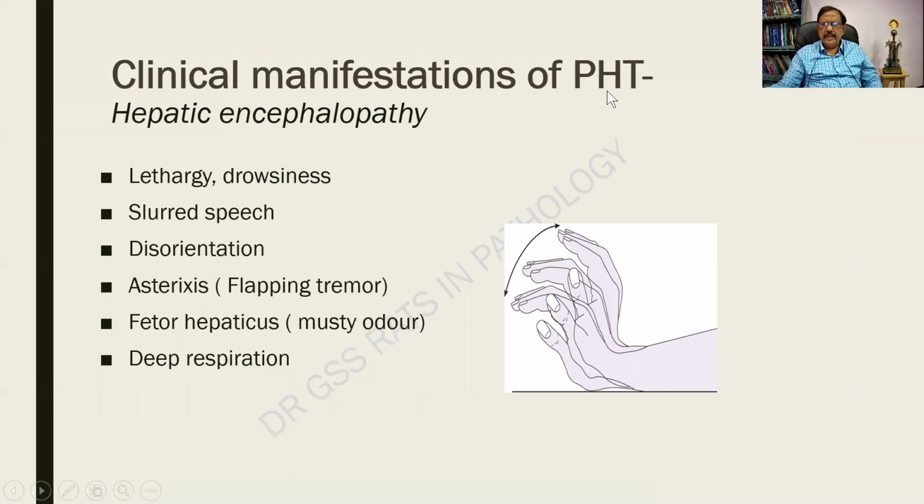What are the classical signs of portal hypertension? There is something called as hepatic encephalopathy, which might result in lethargy and drowsiness, slurred speech, disorientation, asterixis, or a flapping tremor as is diagrammatically shown. Fetor hepaticus with a musty odor and deep respiration. These are some of the causes. There are many more in medicine, but then this is the clinical manifestation of portal hypertension.